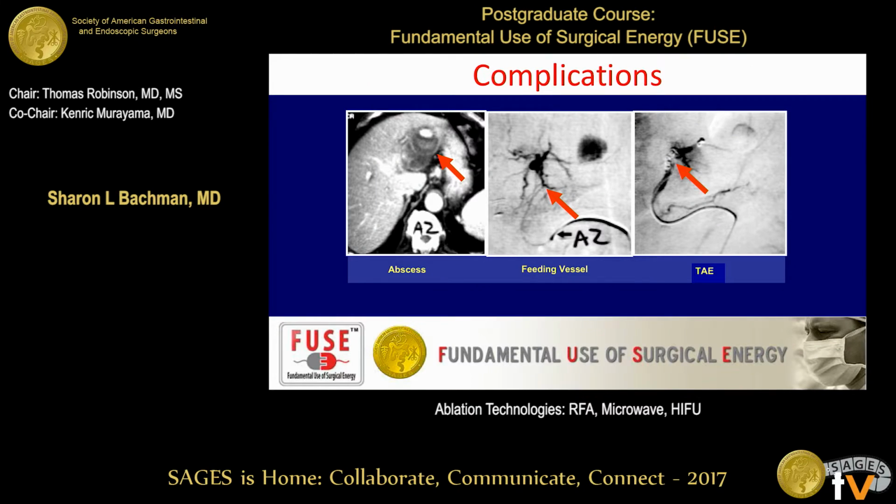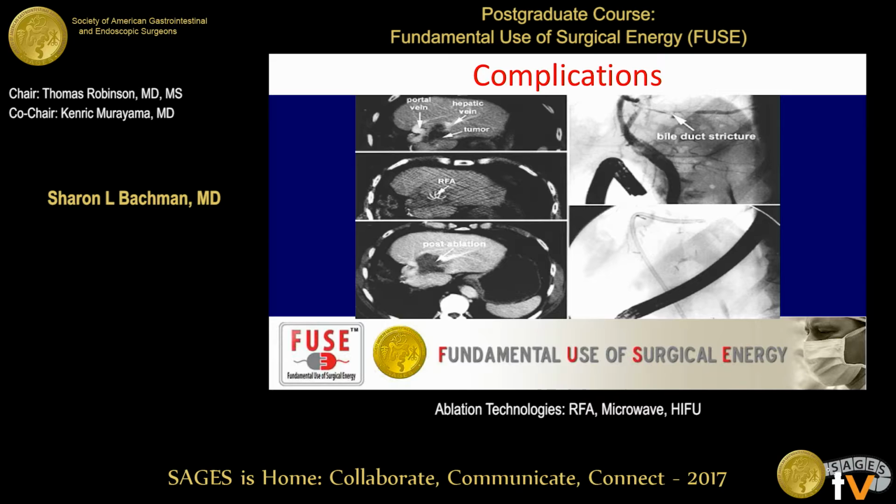But again, here's an example of somebody who had a hematoma and an abscess that actually had a patent vessel and needed to be coiled after an RFA. And here's an example of a patient who had a bile duct stricture and required an ERCP to stent that after an RFA.